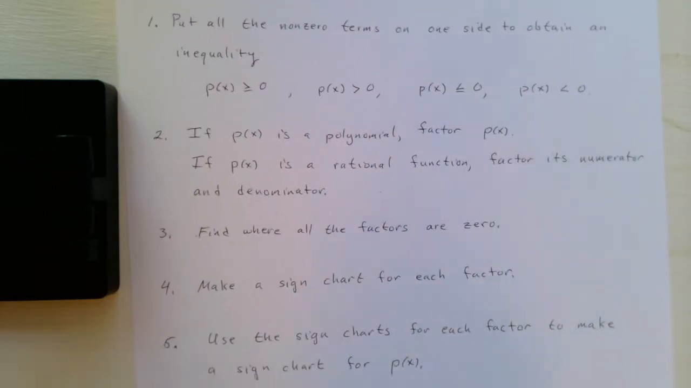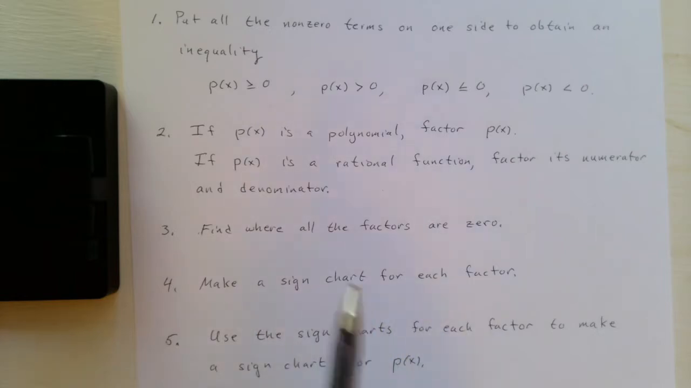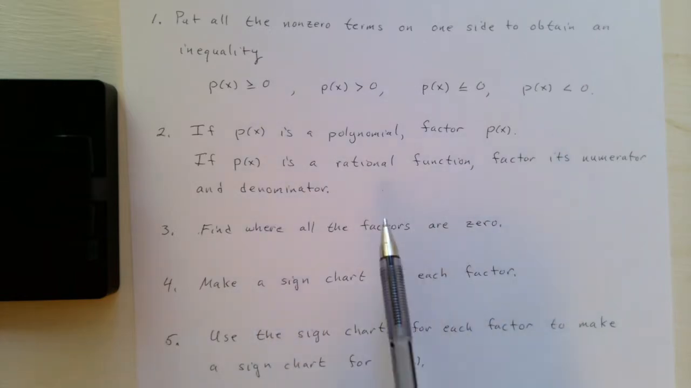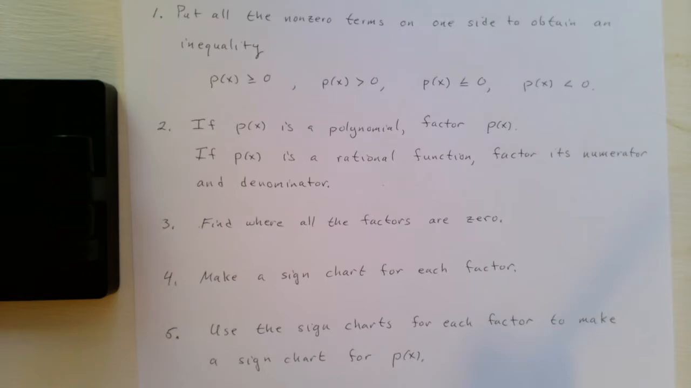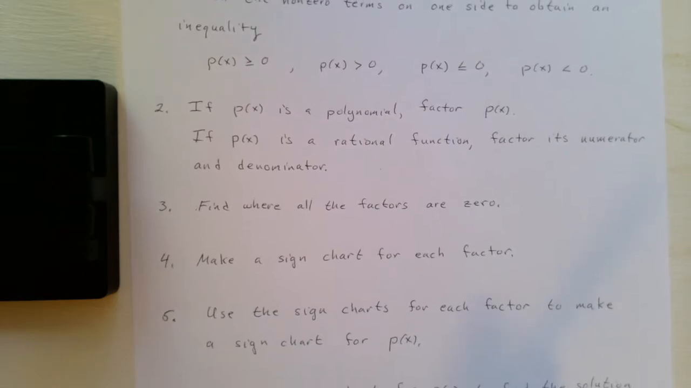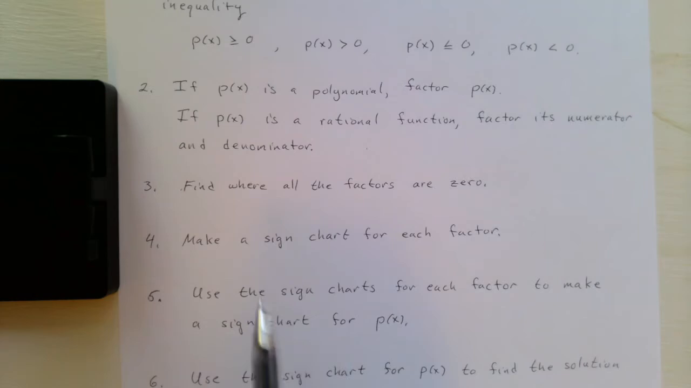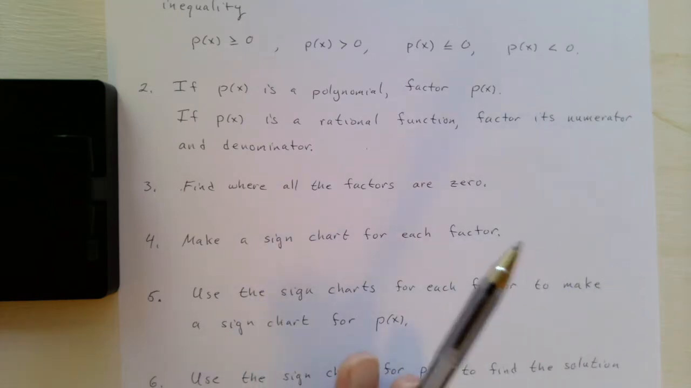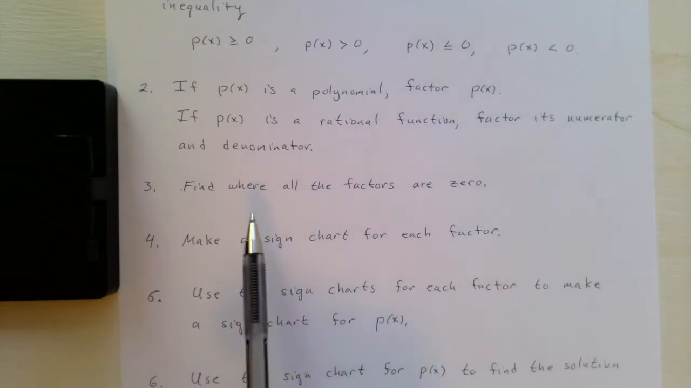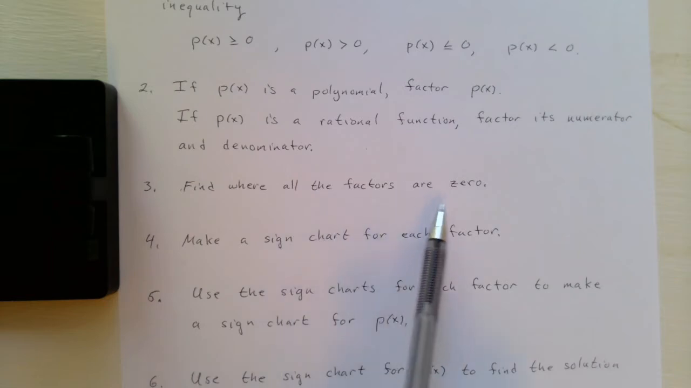Next, this expression p of x, if it's a polynomial, you want to factor it. If it's a rational function, you factor the numerator and denominator. That's important because the factors are going to determine where p of x changes sign. If they change sign, it will be where the factors are 0. So you want to set each factor equal to 0 and solve.